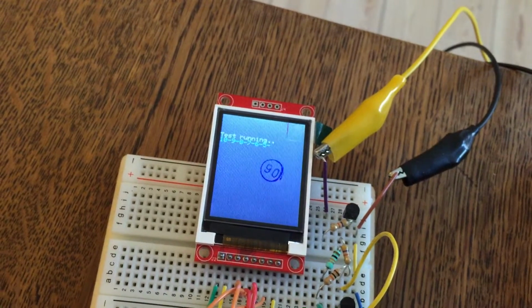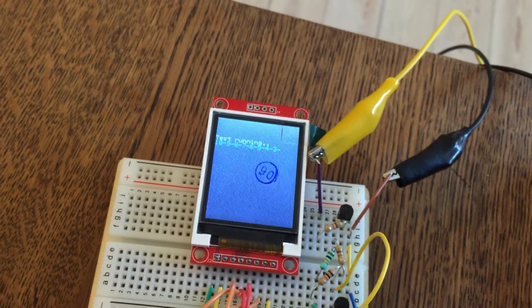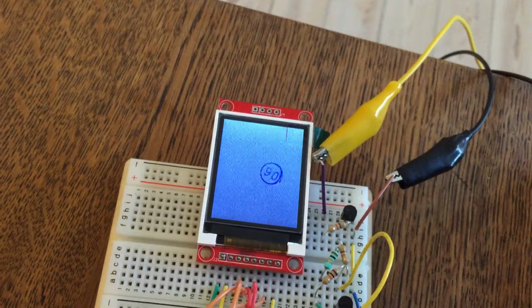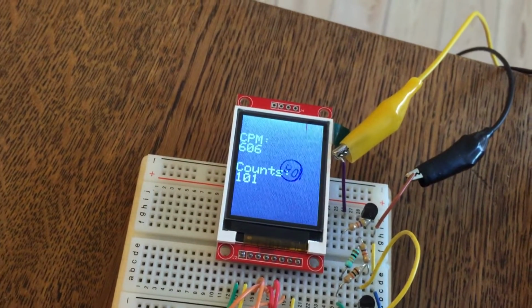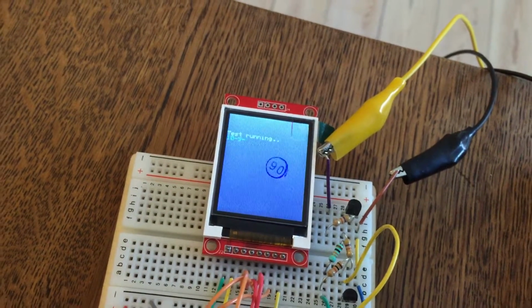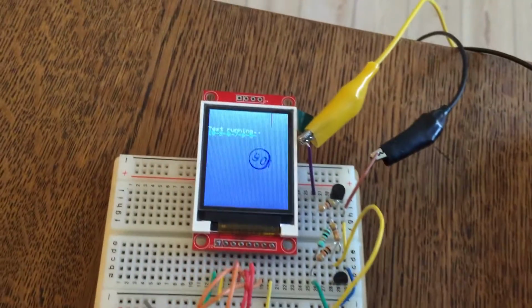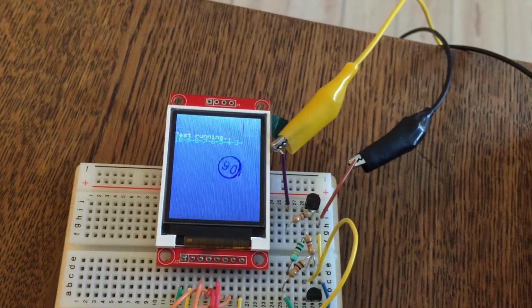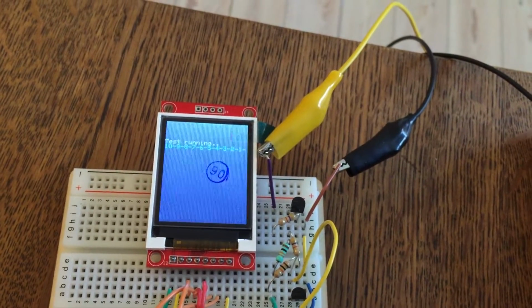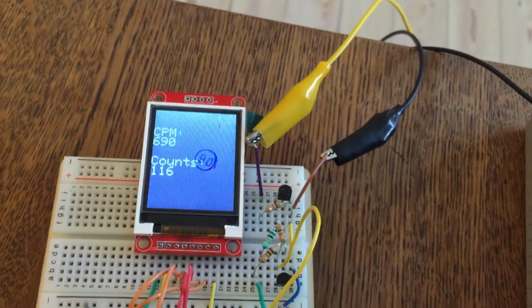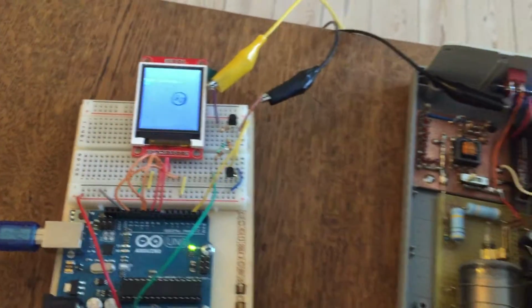Really pretty active. It must be beta or gamma radiation, since it goes through the plastic. So 101 counts, 606 counts per minute. Let's do another one. 116 counts, 696 counts per minute. Let's take this away again.